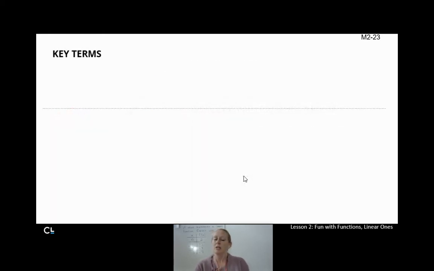So our key terms as we go throughout all of this, we've got polynomial, degree, leading coefficient, zero of a function, that's a big one. And these will be our key terms over the next few days.